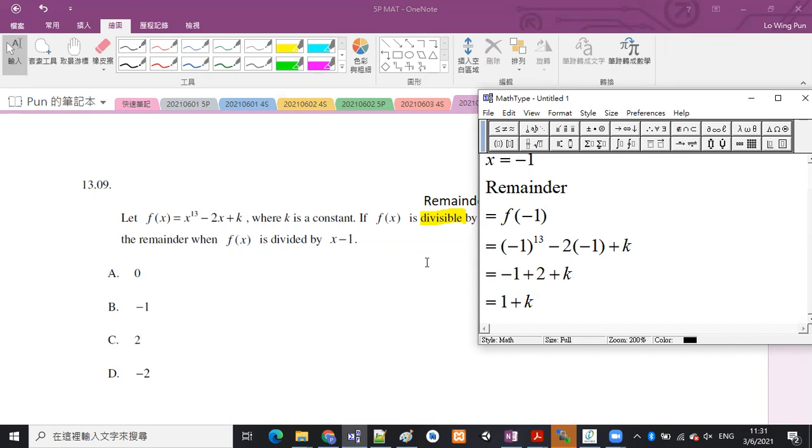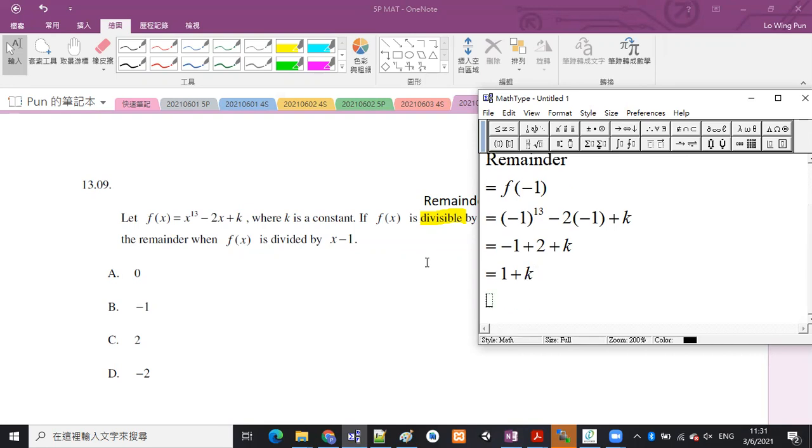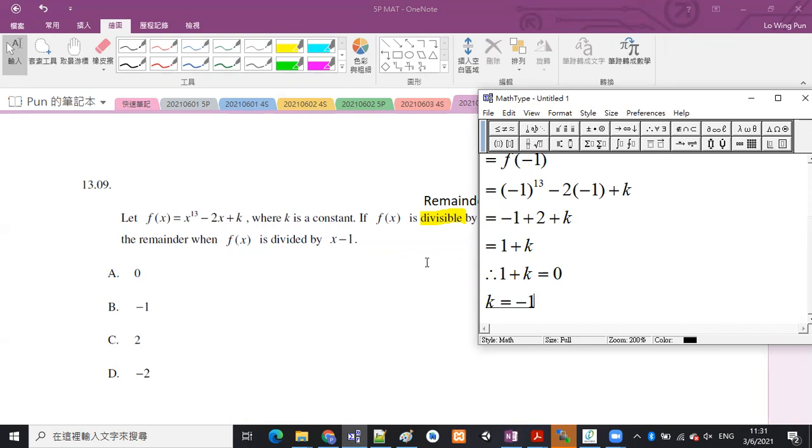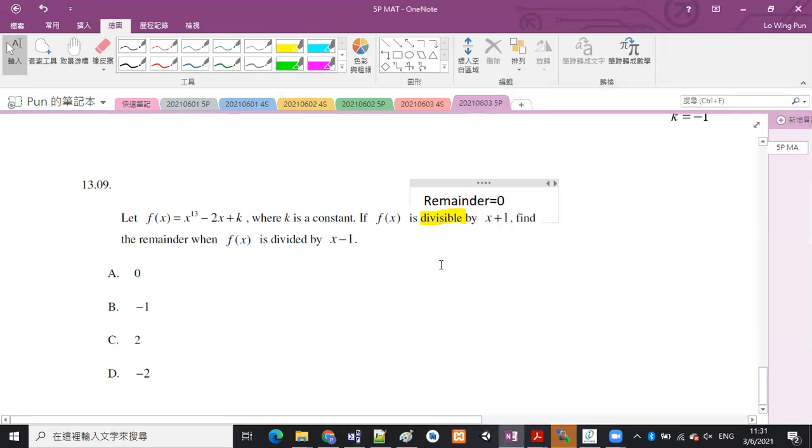Can you get this? And this is our remainder. But the question tells you that it is divisible, which means that our remainder should be equal to 0. Therefore, 1 plus k should be equal to 0. And then we can calculate the value of k, which is -1. Is that okay? Is that the answer?